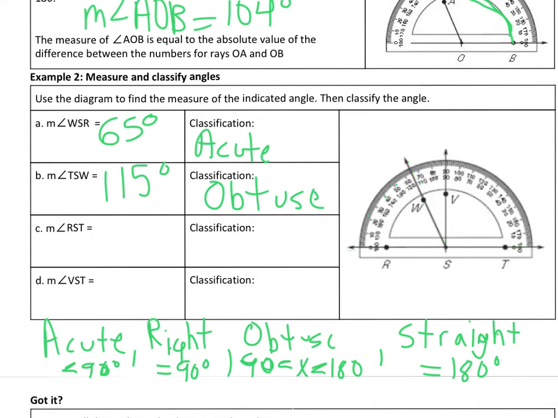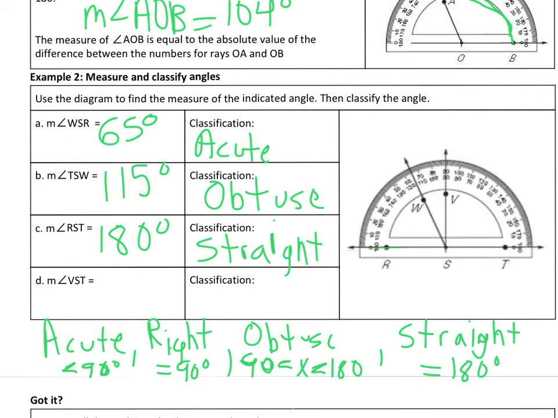The next angle, okay? The next angle, RST. R to S to T. If we look at that angle, we can count this from the inside or the outside. When we count it, it's exactly 180 degrees, making it a line, making it a straight angle, okay? So that one was fairly simple to classify, okay?